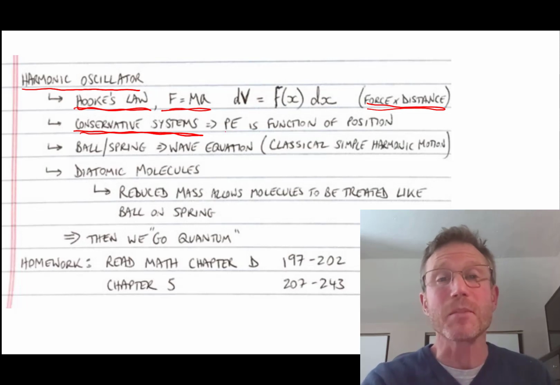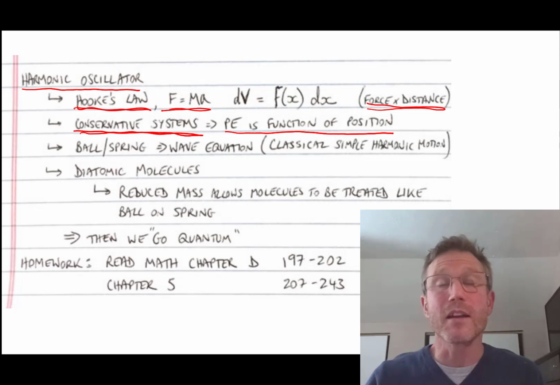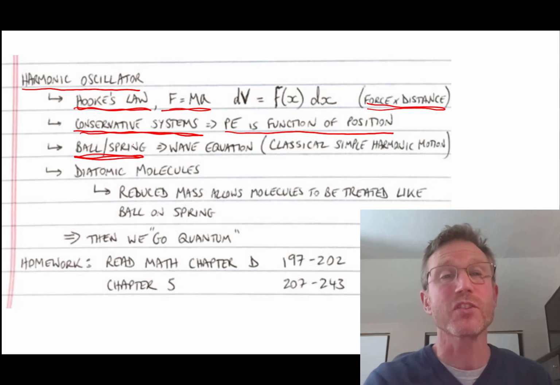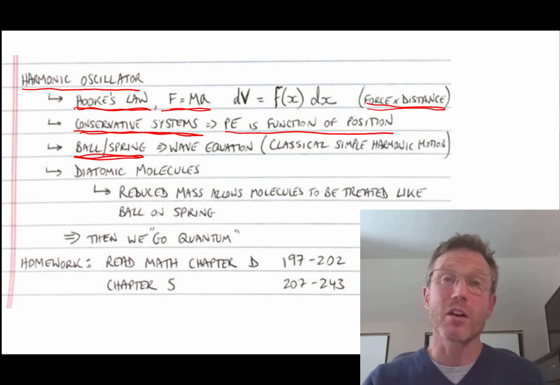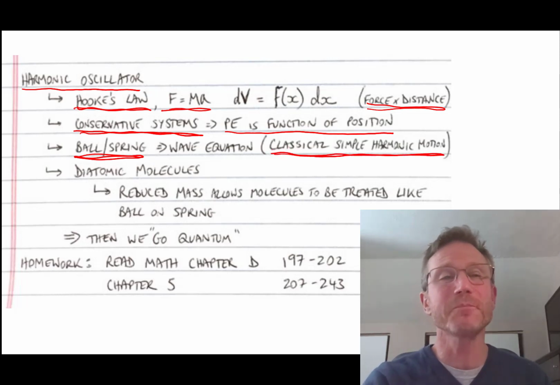The key here is that potential energy is a function of position. With our electron in a box, we were just considering the kinetic energy. So now we're adding this potential energy. So we're going to focus on balls and strings. We're going to use some wave equations, so classical simple harmonic motion to help us here.